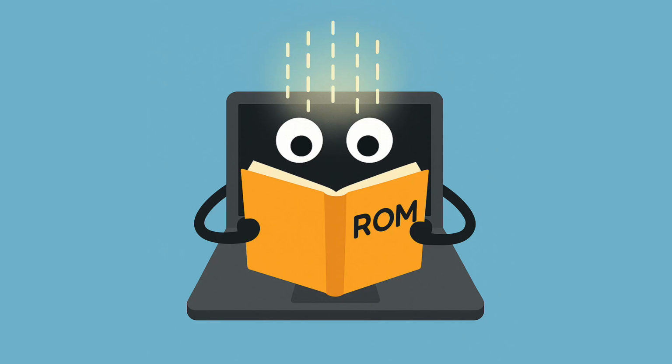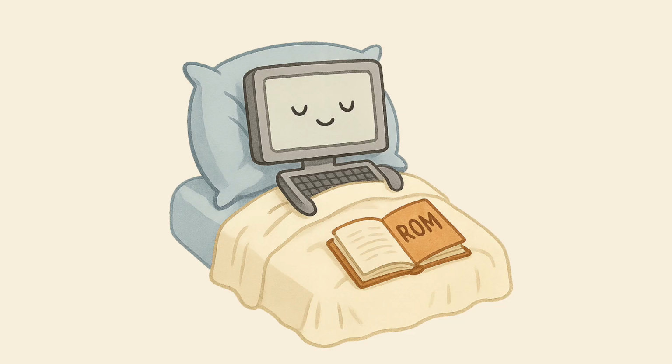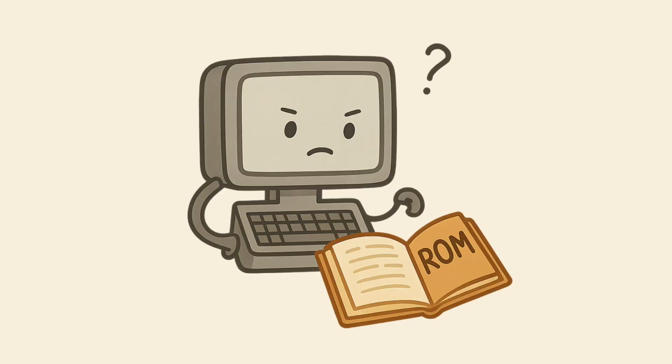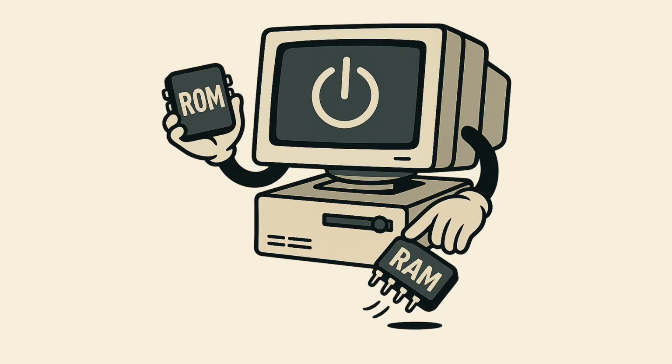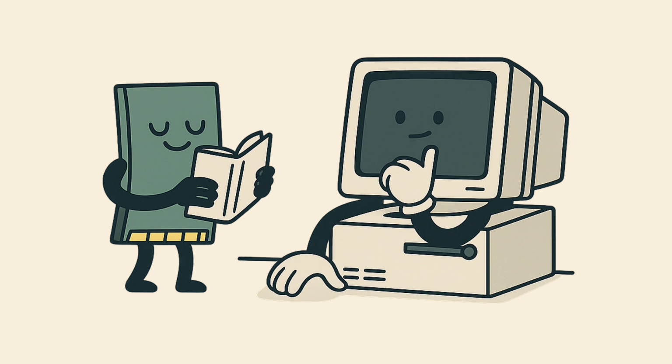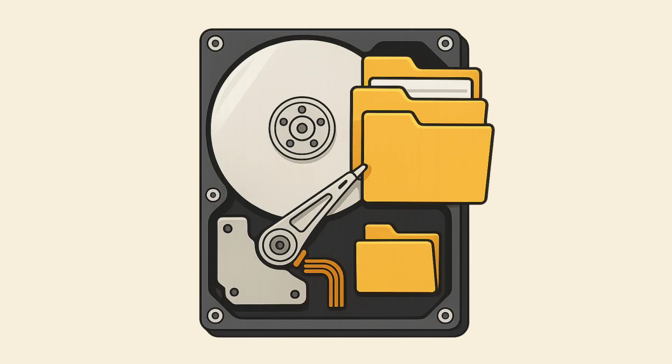When you press the power button, your computer looks into this book. It finds the instructions that tell it how to wake up, how to check its parts, and how to start the operating system. Unlike RAM, ROM doesn't forget when the power is off. It's steady, reliable, always there. So while RAM is the temporary desk, ROM is the built-in manual that guides the computer every time it starts. And next, we'll move from these small memories to the big ones, the hard drives, where your files live.